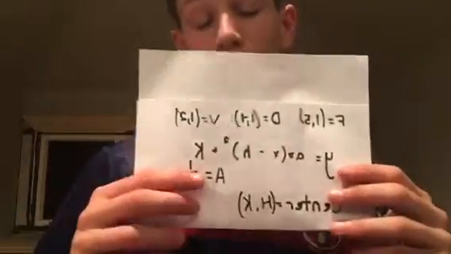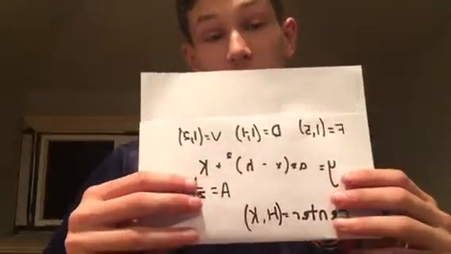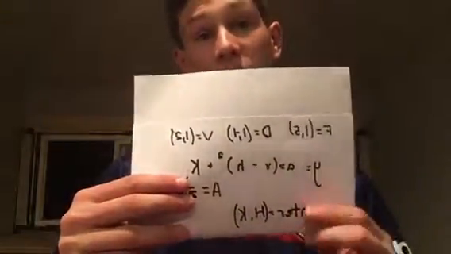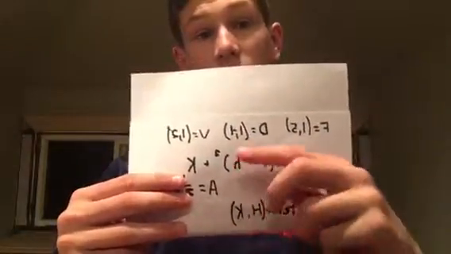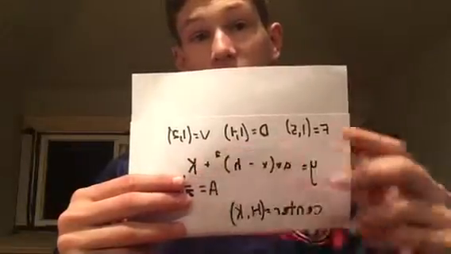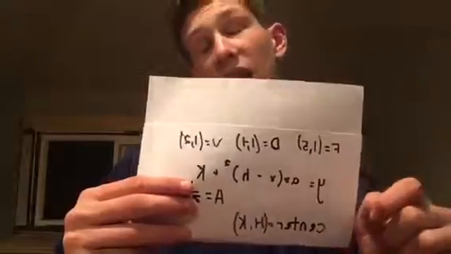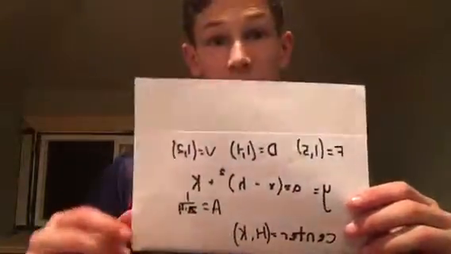So what do the letters stand for in this formula? H and K are the center, or the vertex. So h is 1 and k is 2. Now we have to find a. A is a little complex, but it's pretty simple.